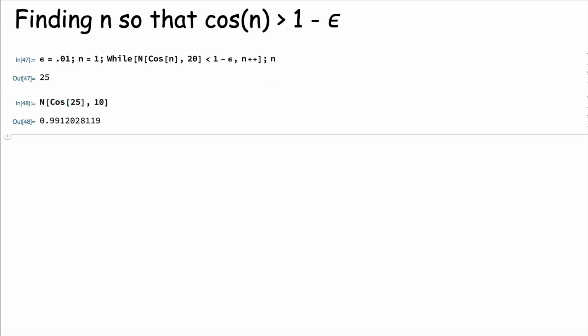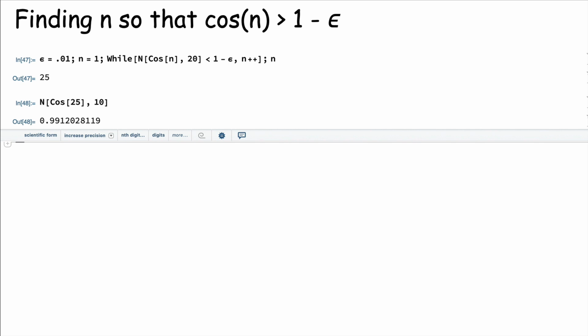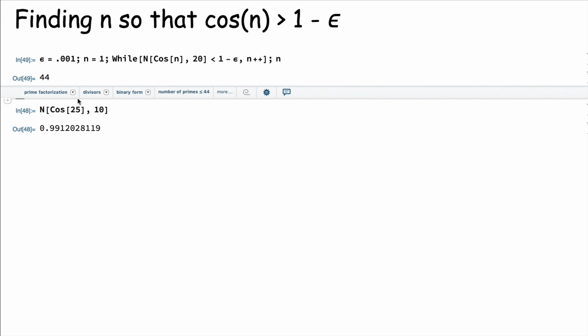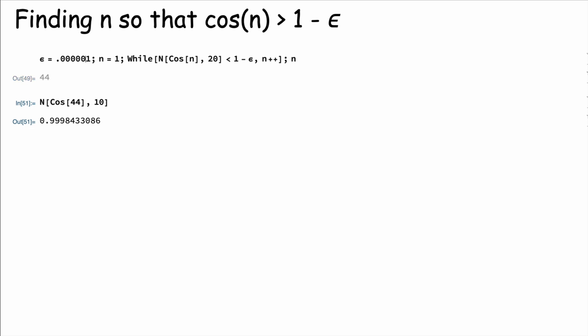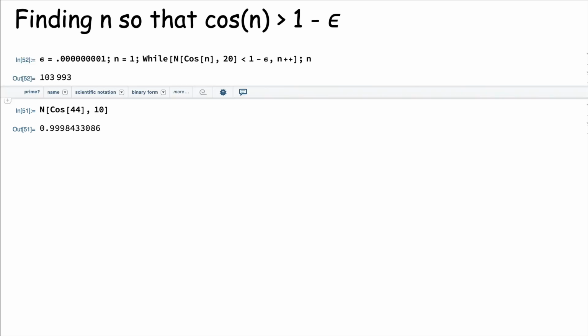We saw that before. That's within 0.01 of 1. Making epsilon equal to 0.001, we get n equal 44. That is within 0.001 of 1. Let's go ahead and be extreme with the next one and add 6 more zeros. So I'm at epsilon equals 10 to the negative 9 power now. The code runs and gives me n equals 103,993.